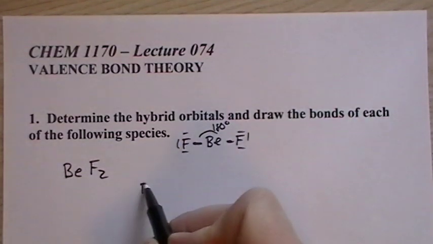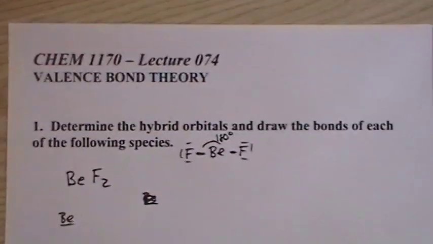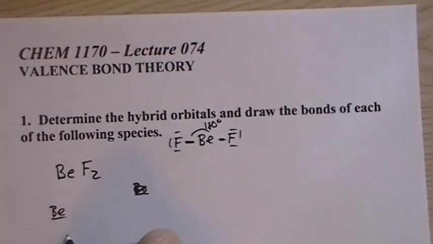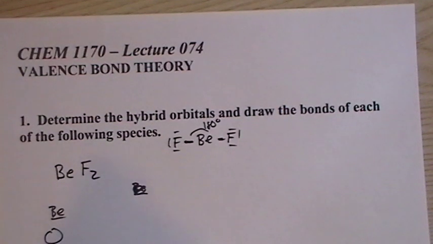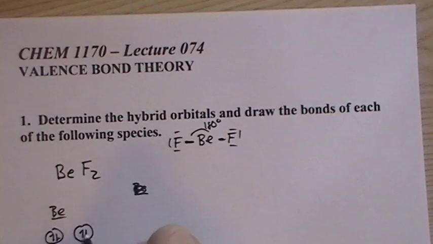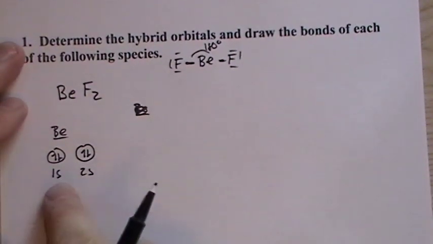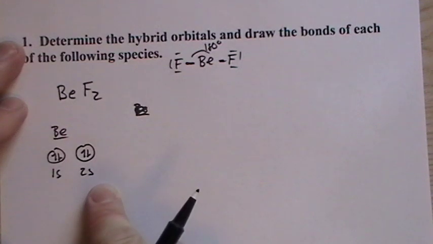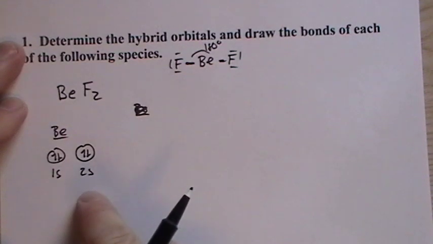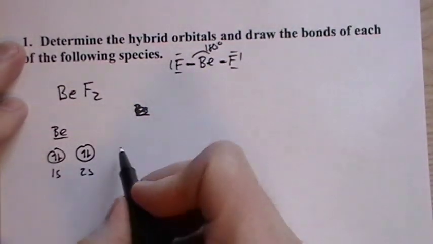But for beryllium, if we write out its orbital diagram, we have the 1s, and then we have 2s. A couple of things: we know that for bonding we need two half-filled orbitals. We have none here. We also have just a 2s orbital, which is just spherical, so it doesn't seem like that would work.